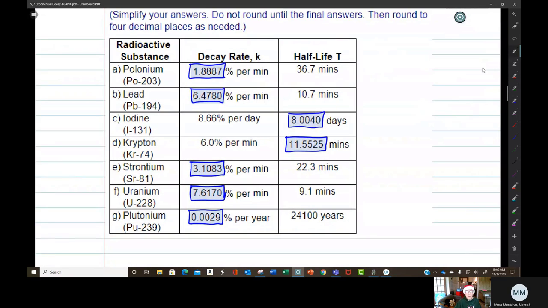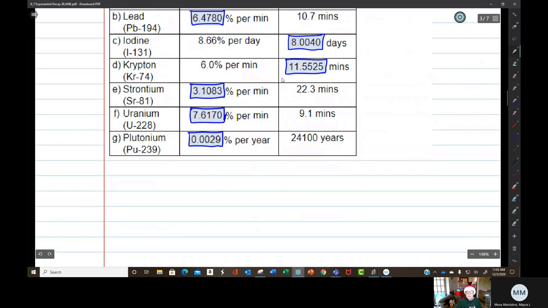There is an interesting discussion of half-life over here. It's not a discussion, but a table. For instance, polonium. Oh, how about lead? Lead has a half-life of 10.7 minutes. Iodine, must be radioactive iodine, has a half-life of 8 days. Krypton has a half-life of 12 minutes. Uranium has a half-life of 9.1 minutes. Plutonium has a half-life of 24,100 years. Plutonium is what's used in hydrogen bombs.